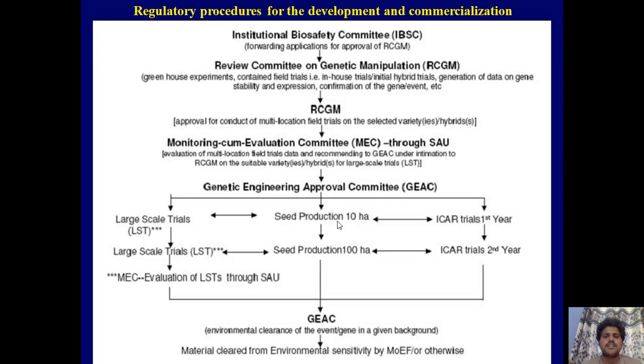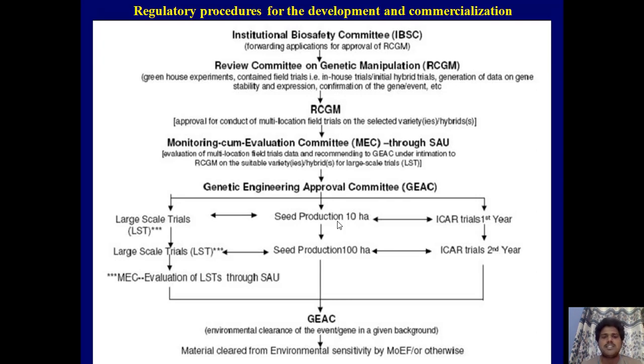So the regulatory procedure, how it follows: you observe the Institutional Biosafety Committee forwarding applications for approval to RCGM. Then RCGM, the Review Committee on Genetic Manipulation, receives the application. Here greenhouse experiments, contained field trials, that is in-house trials, initial hybrid trials, generation of the data on gene stability and expression, and confirmation of the gene or event, etc. All these things happen. Then RCGM gives approval for conduct of multi-location field trials on the selected varieties or hybrids.